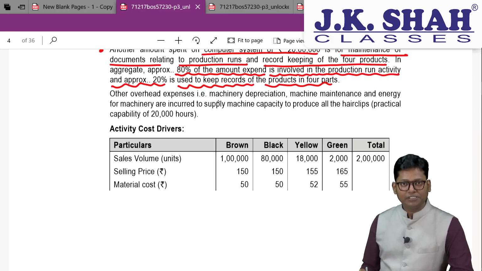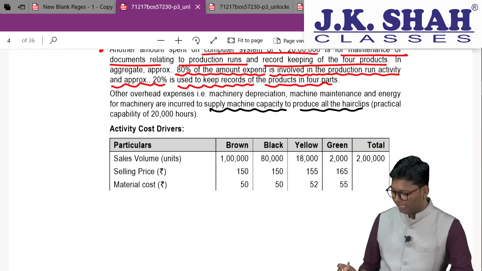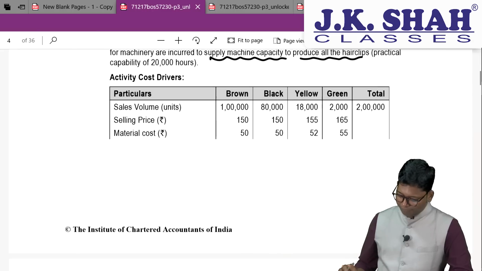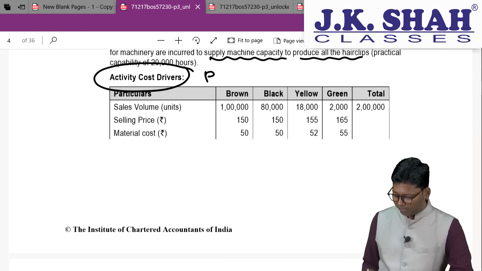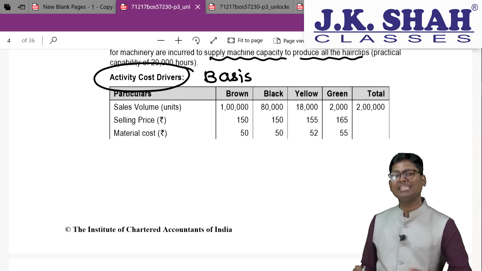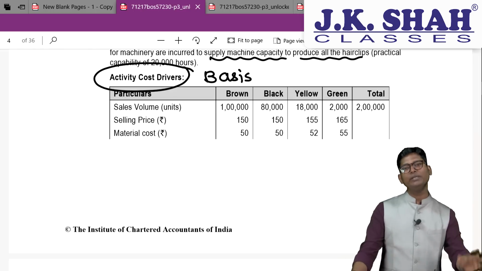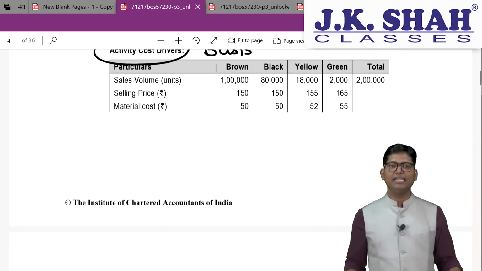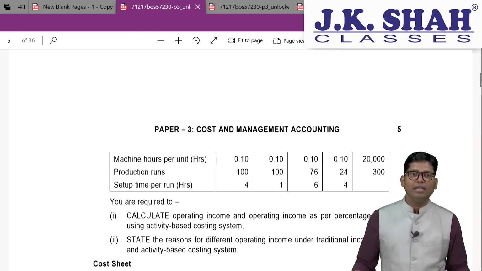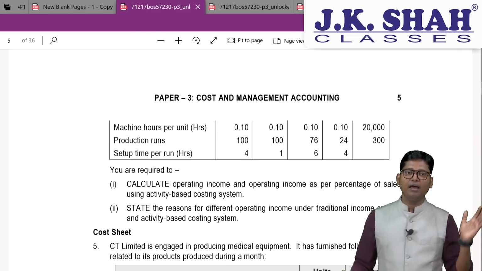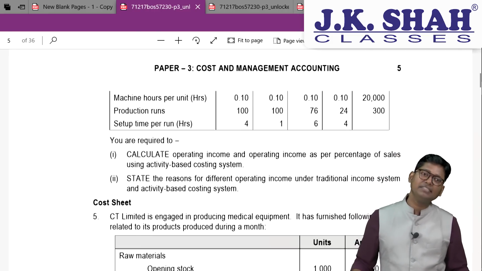Other overhead expenses, that is machine depreciation, machine maintenance, energy for machines, are incurred to supply machine capacity to produce all the hair clips. Practical capacity of 20,000 hours is given. If you check, activity cost drivers are given. Sir, what is the meaning of cost drivers? These are the basis by using which we are going to apportion the cost under ABC. Sales volume is given, units, selling price is given, material cost is given, then machine hours per unit are available, production runs are given, and setup time is given.